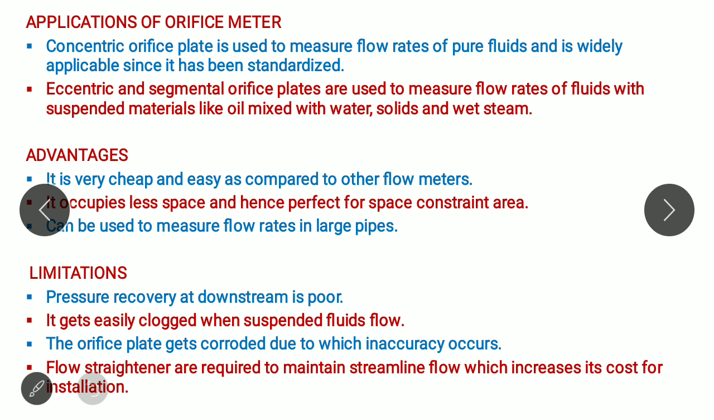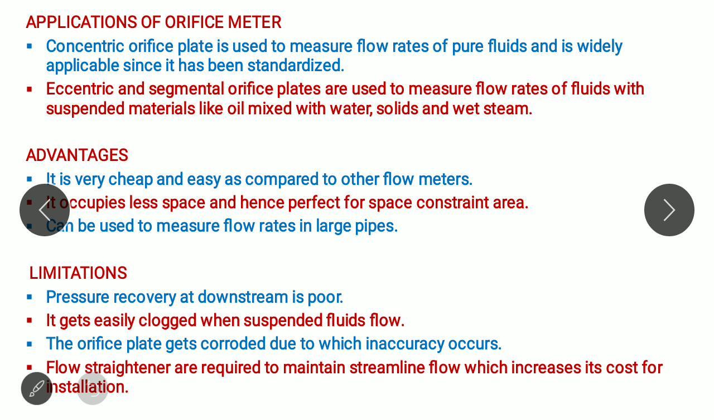Okay, the applications of Orificemeter. The concentric orifice plate is used to measure flow rates of pure fluid and is widely applicable since it has been standardized. Okay, this is the first application, to measure the flow rates of pure liquids. Moreover, eccentric and segmental orifice plates are used to measure the flow rate of fluid with suspended material like oil mixed with water, solids and wet streams. Such liquids can also be determined for their flow rate. Now, what are the advantages of using orifice meter?